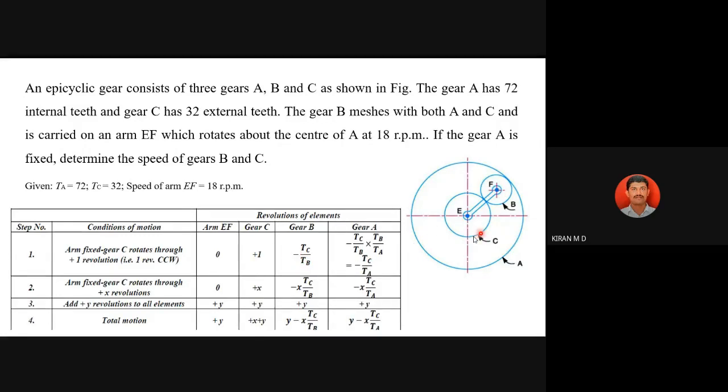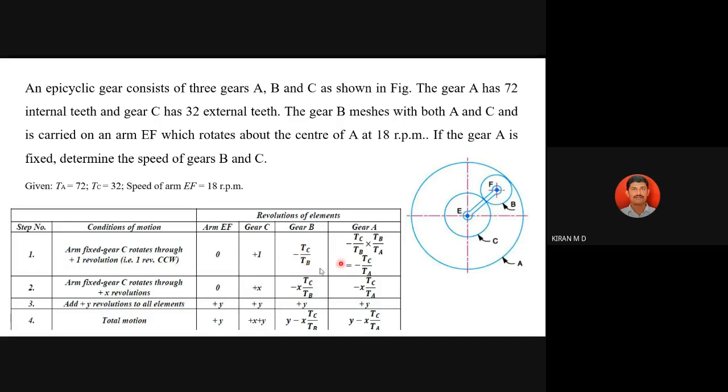So we know that NB by NC is equal to TC by TB. So NB is equal to TC by TB into NC. NC is +1 revolution, so it will become TC by TB. The sign is minus because this is anti-clockwise and this is the clockwise direction. Is it clear? Yes, sir. Okay.